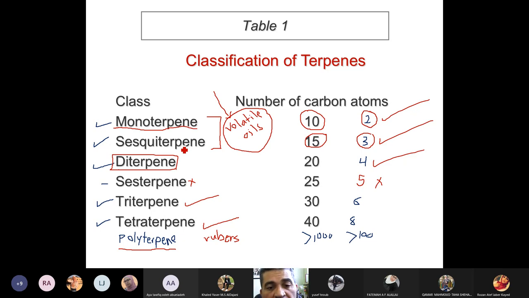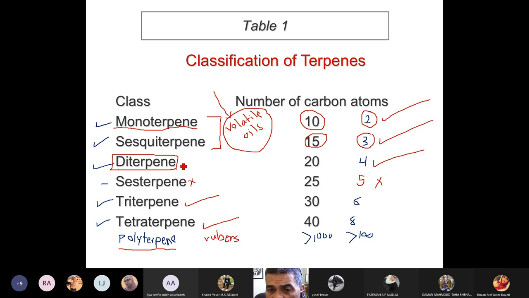Any plant that you smell, this means that this is the responsibility of the volatile oils. What are volatile oils? By definition, anything? Secondary metabolites, either monoterpenes or sesquiterpenes. Excellent, good, full mark. Clear? So every day we are dealing with the monoterpenes and sesquiterpenes.